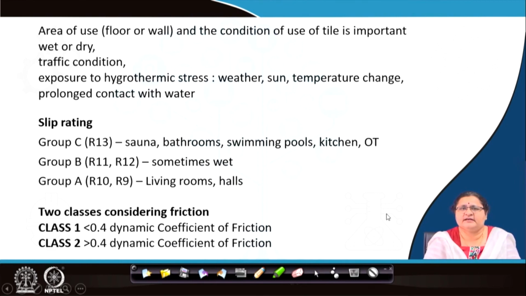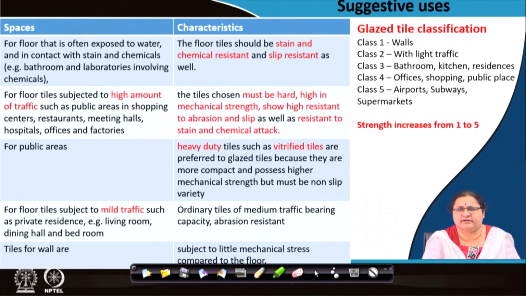And again you will see another class, class 1 and class 2, which gives the dynamic coefficient of friction when someone is walking, something is moving. One is less than 0.4, another is more than 0.4. So, one is class 1, one is class 2. So, there are various classifications, but you have to understand the purpose where you are recommending, and only then can you choose from the items in the market or recommend to someone.